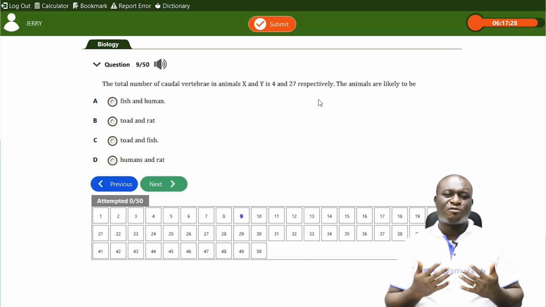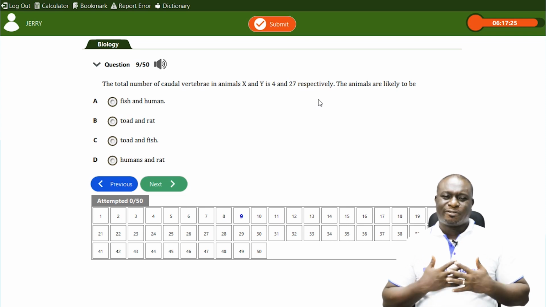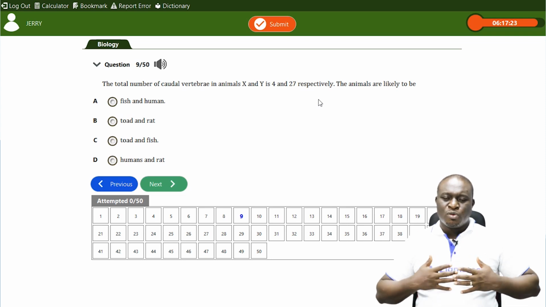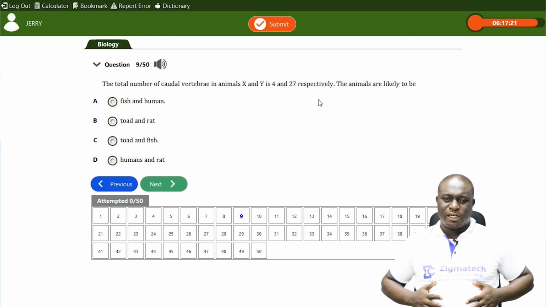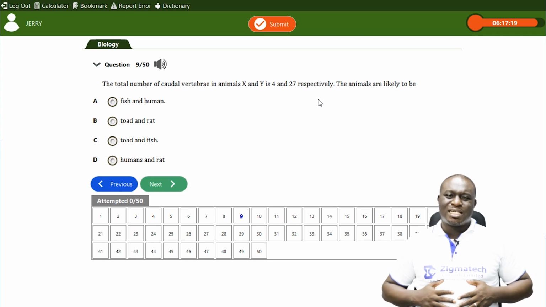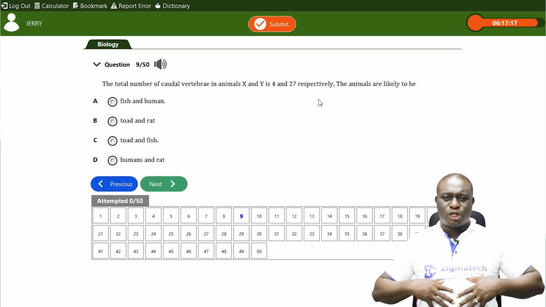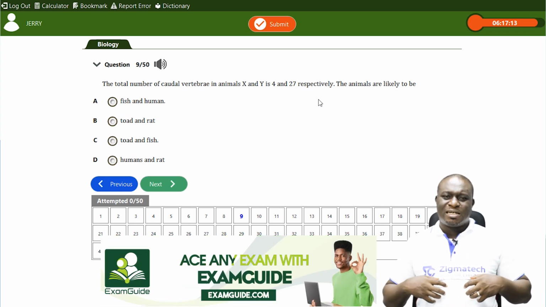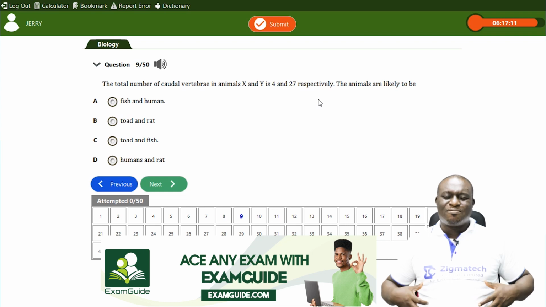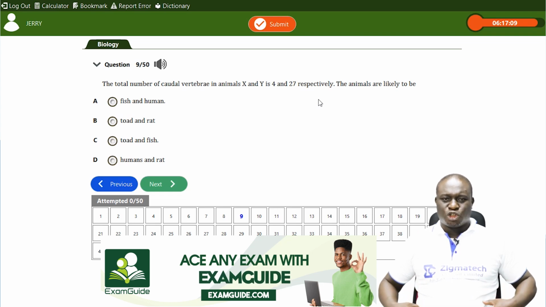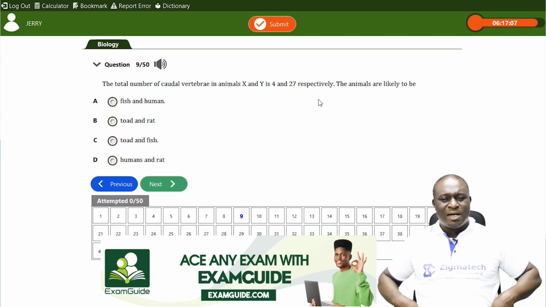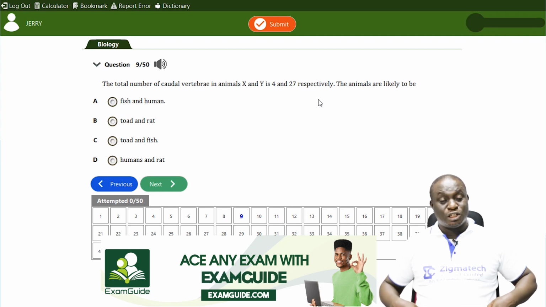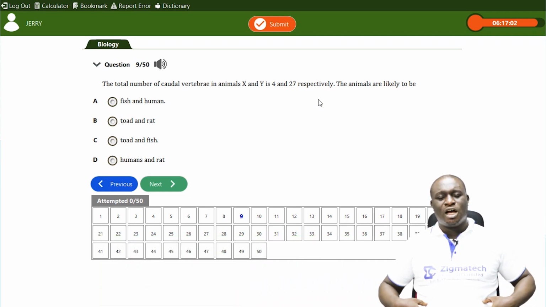And they are about 12 in number. Now, after the thoracic vertebrae, we have the lumbar vertebrae. The lumbar vertebrae are located at the upper abdomen, and they are 5 in number. After the lumbar vertebrae, we have the sacral vertebrae. It is located at the lower abdomen. It is also 5 in number.